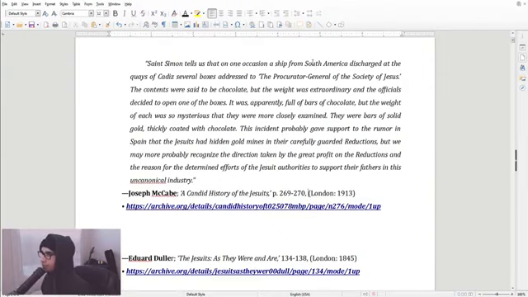This incident probably gave support to the rumor in Spain that the Jesuits had hidden gold mines in their carefully guarded reductions. But we may more probably recognize the direction taken by the great profit on the reductions and the reason for the determined efforts of the Jesuit authorities to support their fathers in this uncanonical industry. They made billions, guys. Hundreds of billions of dollars would have been what they made in these communes.